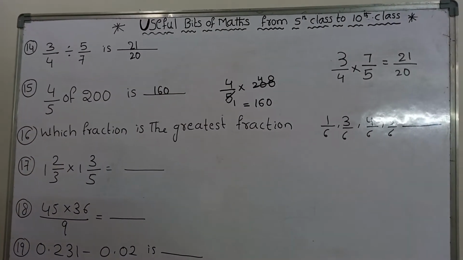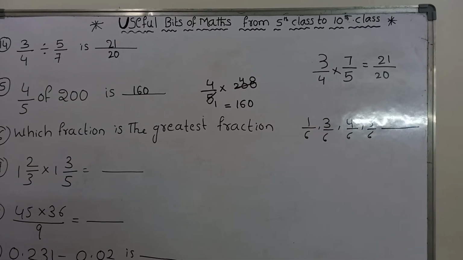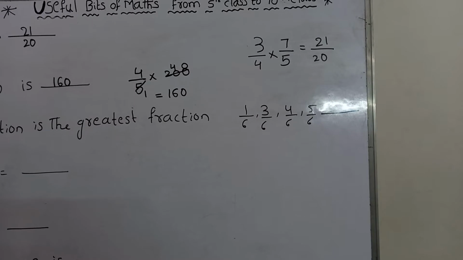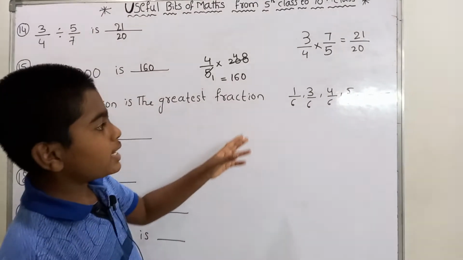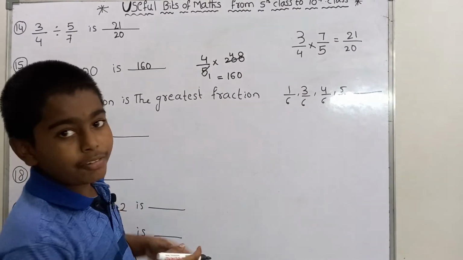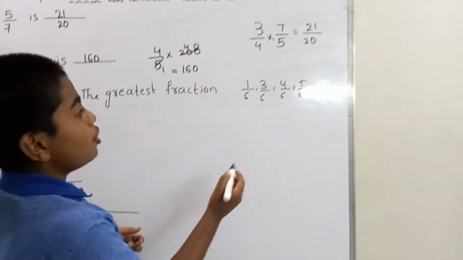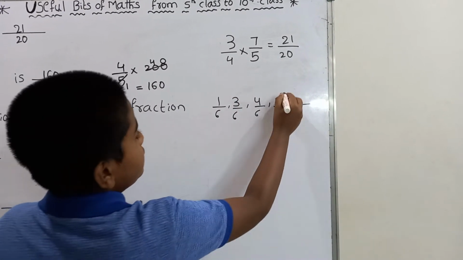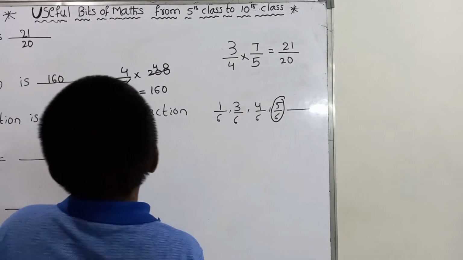And next question is, which fraction is the greatest fraction? 1 by 6, 3 by 6, 4 by 6 and 5 by 6. Here denominators are equal, then the numerator which is bigger among all will be the greatest fraction. So 5 is the biggest numerator here. So 5 by 6 is the greatest fraction.